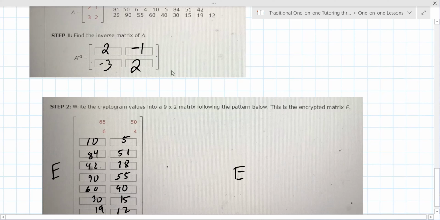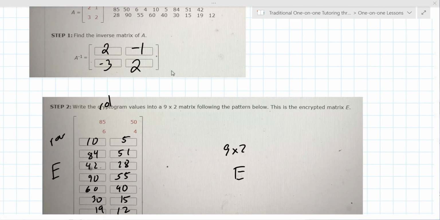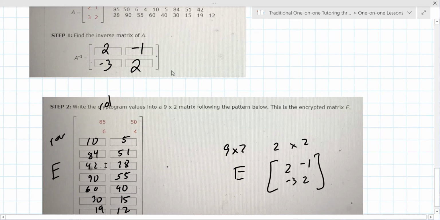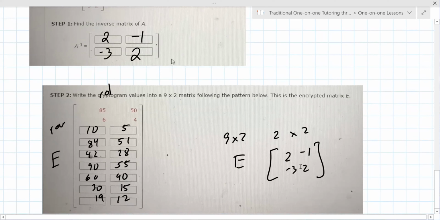E is size 9 by 2. 9 rows, it's always row by column. Step 3 says to multiply the encrypted matrix by the inverse. So the inverse is 2 by 2. You're going to multiply it by 2, -1, -3, 2. So you're going to want to put this into your calculator, this one on the left here, and then you've got the inverse there.